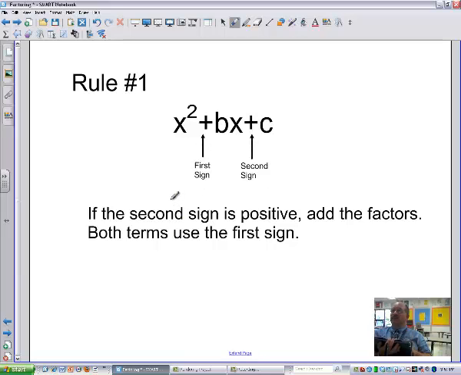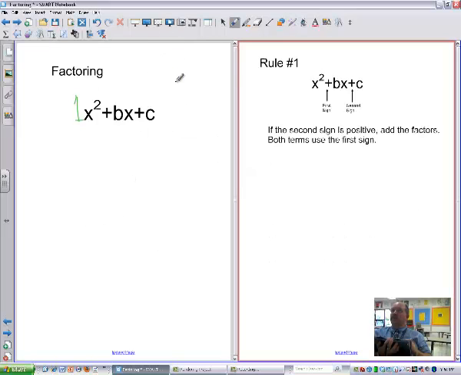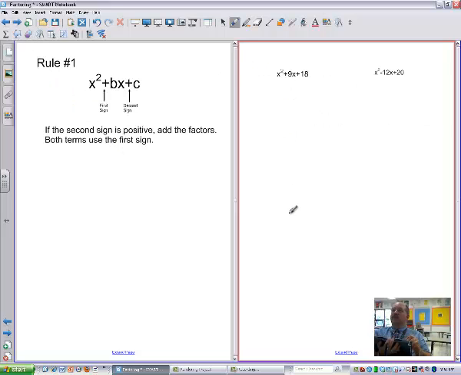Rule number 1, they're all based on the first and the second sign. So we're looking at x squared plus bx plus c. This says if the second sign is positive, you add the factors. Both terms use the first sign. Let's work an example to see what that looks like. So I'm going to keep the rule in mind here and then the factors.